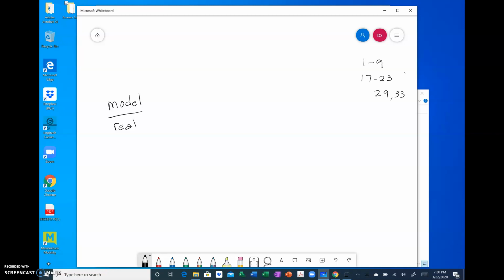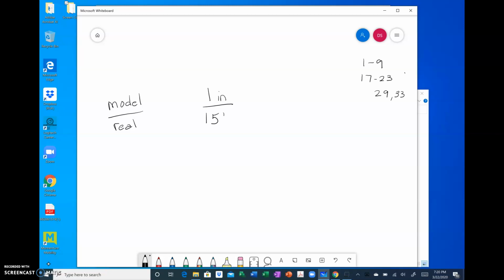So number 6 on page 432, if you want to pause the video and try to do it on your own and then come back, you can see if you get the correct answer, but I am going to work it out here. It says the scale on a floor plan is 1 inch to 15 feet. Again, our model to our actual, okay? And we're supposed to match the distance on the floor plan with actual distance.